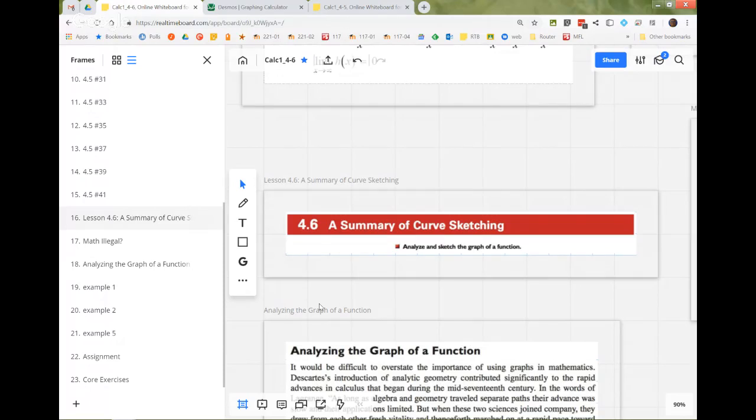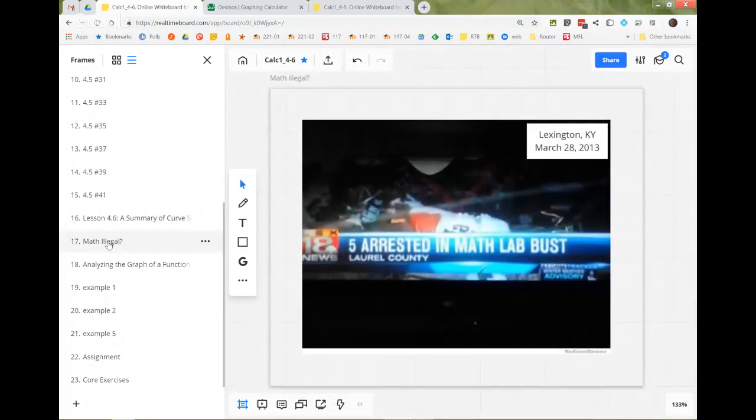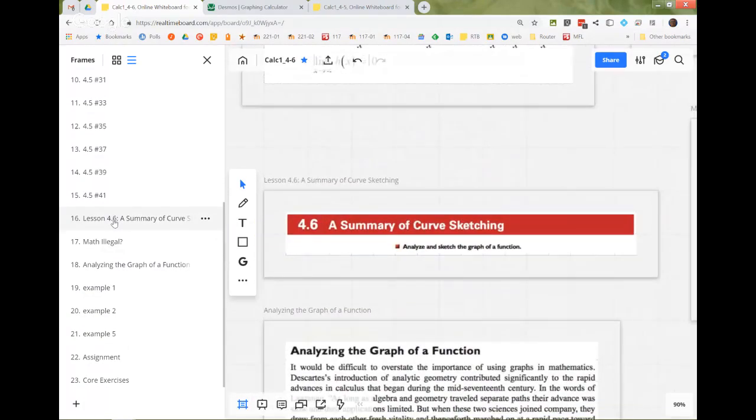But before we do that, I want to share with you a bit of humor. That's right, math humor. I spotted this the other day, and I just had to share it with you. Did you know that in Kentucky, math is illegal? This was actually on Lexington, Kentucky TV 5 years ago. 5 arrested in math lab bust. Wow. So just so you know, you guys are all in danger of being busted. The director who allowed this spelling error was so embarrassed she asked not to be identified, so I won't.